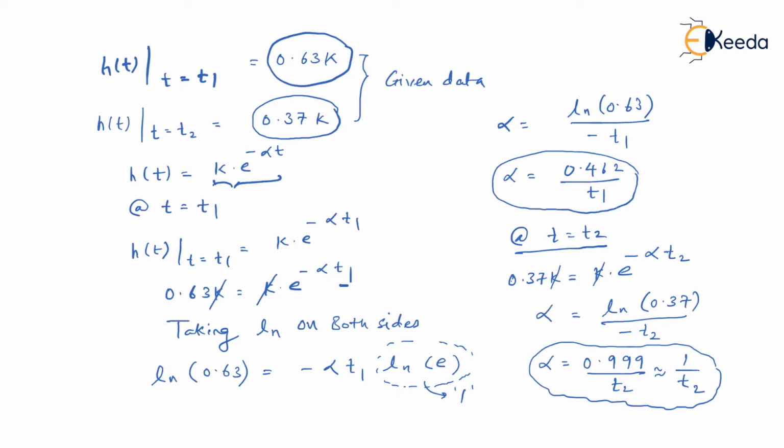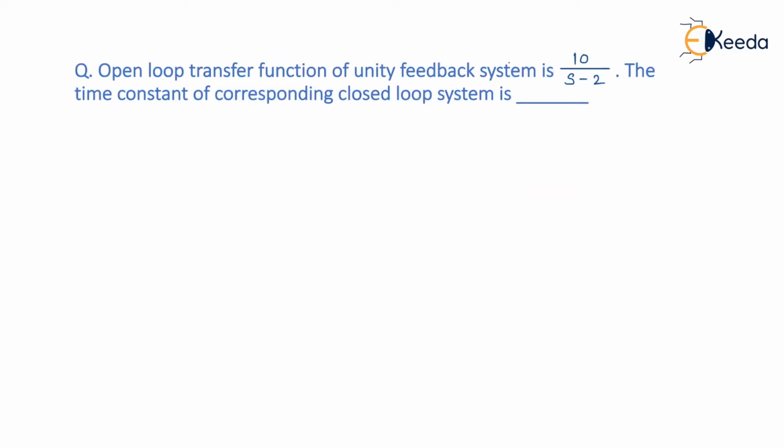I hope you have understood the problem. With this, let us move to the next problem. Open loop transfer function of a unity feedback system is 10 upon s minus 2. The time constant of the corresponding closed loop system is? So let us begin with this.